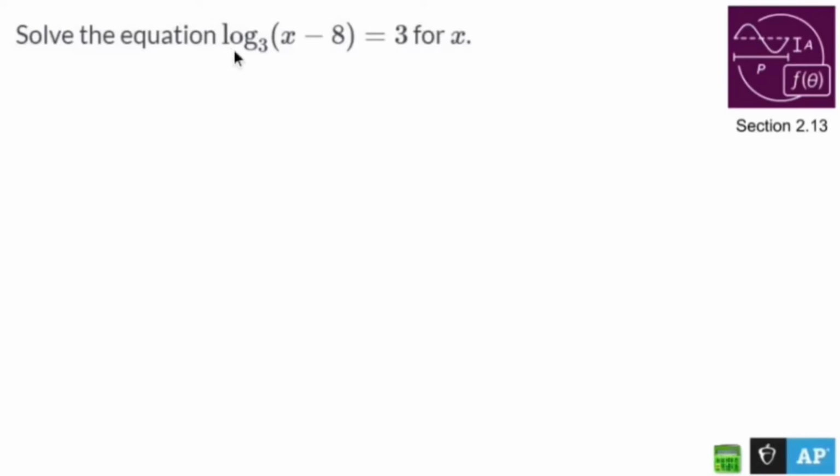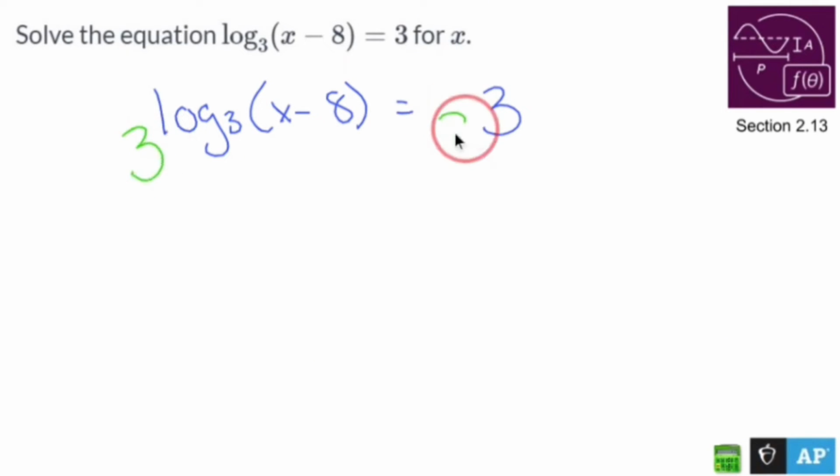Solve the equation log base 3 of x minus 8 equals 3 for x. Now, whenever I'm solving and I have x inside of a log or an ln, I want to write it out into its other form, but I'm going to be a little clever, a little creative here. I'm just going to rewrite the equation. I want to get rid of that log base 3. How can I get rid of a log base 3? By taking 3 to the power of both sides. Now, I know that's bad grammar, but that's how I remember it.